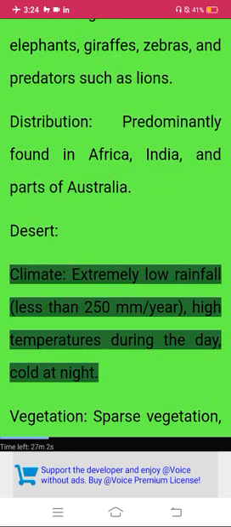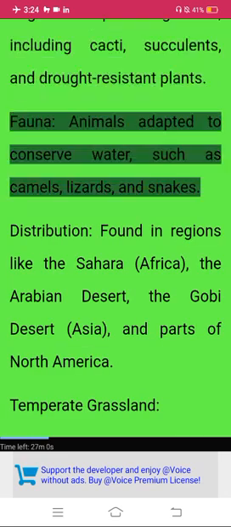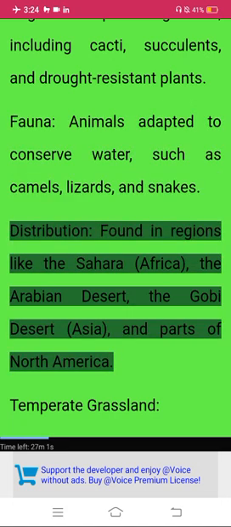Desert. Climate: extremely low rainfall, less than 250 millimeters per year, high temperatures during the day, cold at night. Vegetation: sparse vegetation, including cacti, succulents, and drought-resistant plants. Fauna: animals adapted to conserve water, such as camels, lizards, and snakes. Distribution: found in regions like the Sahara (Africa), the Arabian Desert, the Gobi Desert (Asia), and parts of North America.